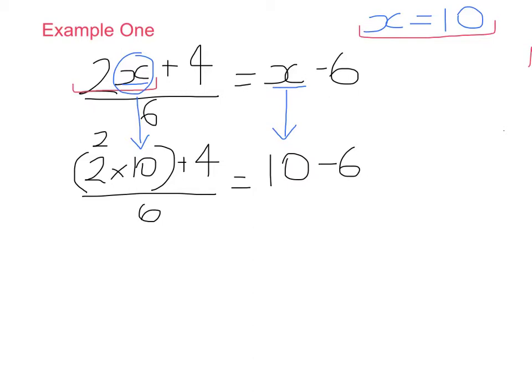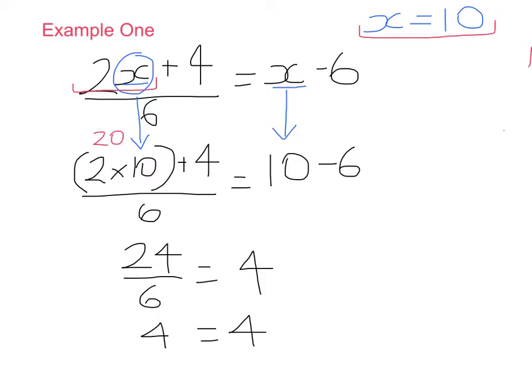So we start off 2 multiplied by 10. Well, I might write that in another colour so you guys can see that a bit more clearly. 2 multiplied by 10 is 20. 20 plus 4 is 24. Divided by 6 equals, what's 10 subtract 6? 4. Okay, so 24 divided by 6. How many times does 6 go into 24? 4 times. 4 equals 4.